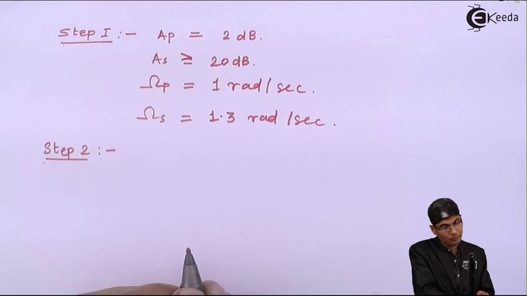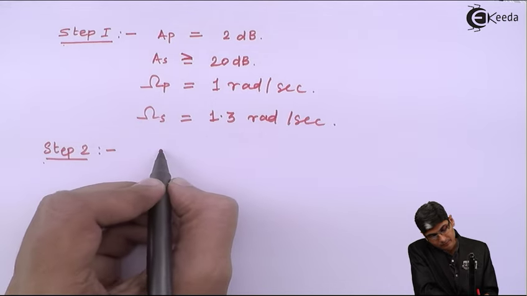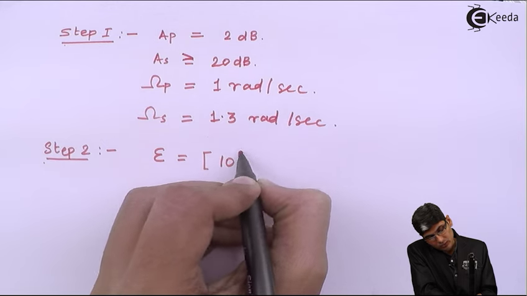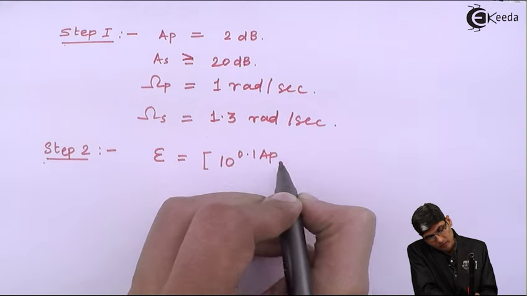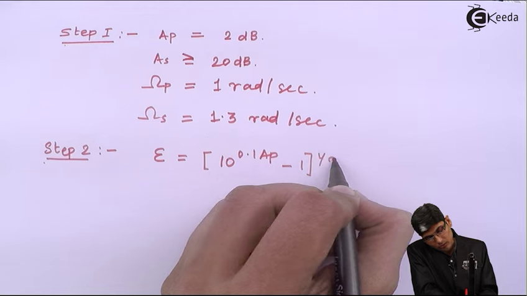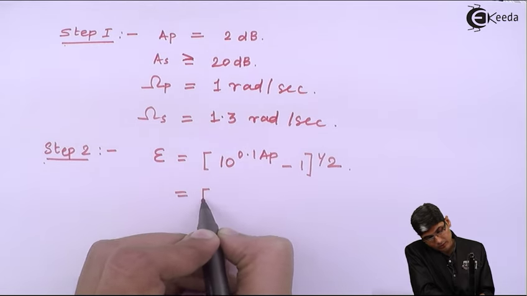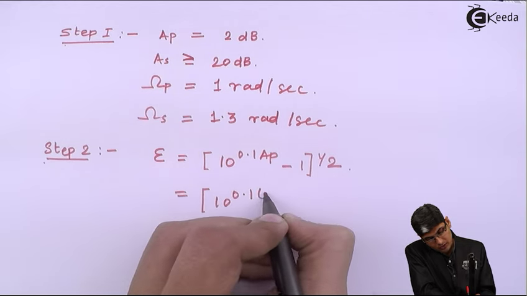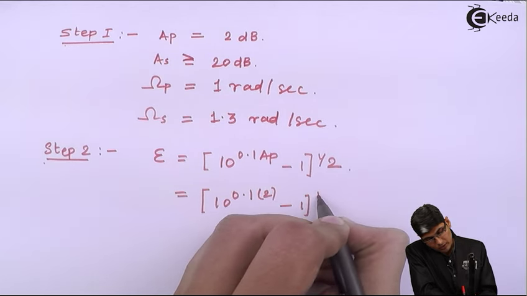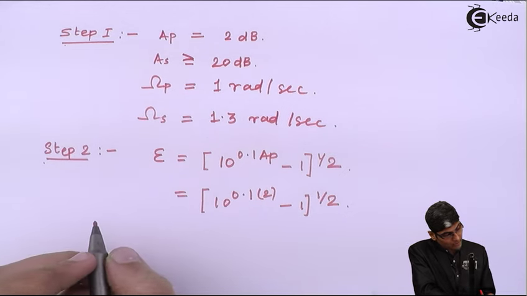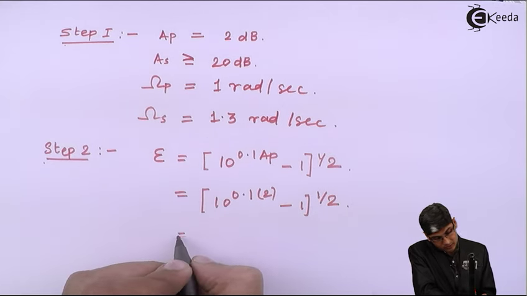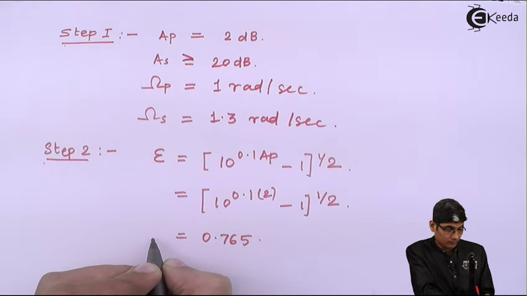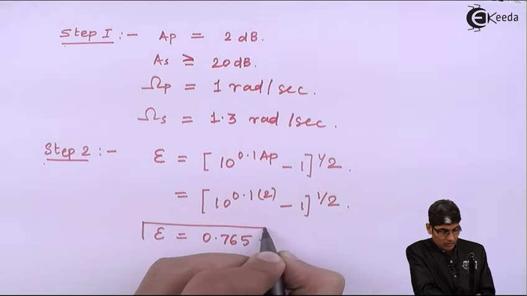In step 2, we wanted to find epsilon. So epsilon is given as 10 raised to 0.1 AP minus 1 the whole raised to 1 by 2. Let us substitute the value of AP. This is 10 raised to 0.1 into AP, which is 2, minus 1 the whole raised to 1 by 2, and epsilon value is 0.765. This is my epsilon.